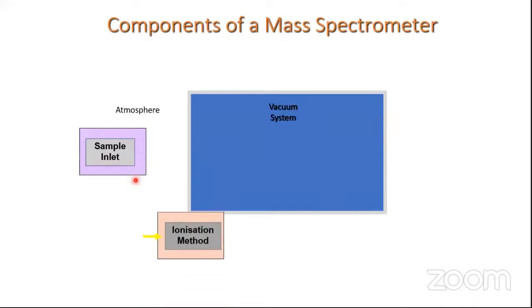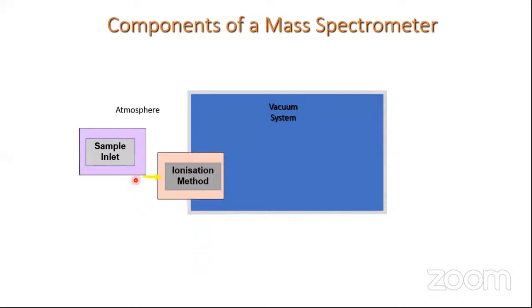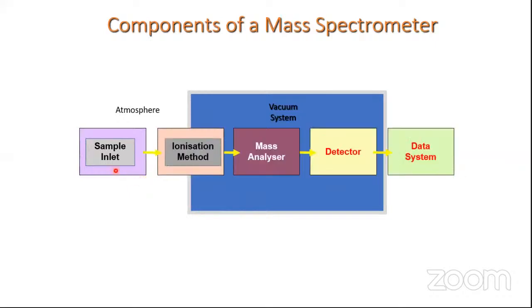So these are the components of a mass spectrometer. We have a sample inlet. Now, a sample inlet could be GC or LC, or if you have a pure compound, you can directly introduce it into the mass spectrometer. There are some devices called probes, which can be directly inserted into the mass analyzer or mass spectrometer, and you can analyze that compound directly, provided it's a pure compound.